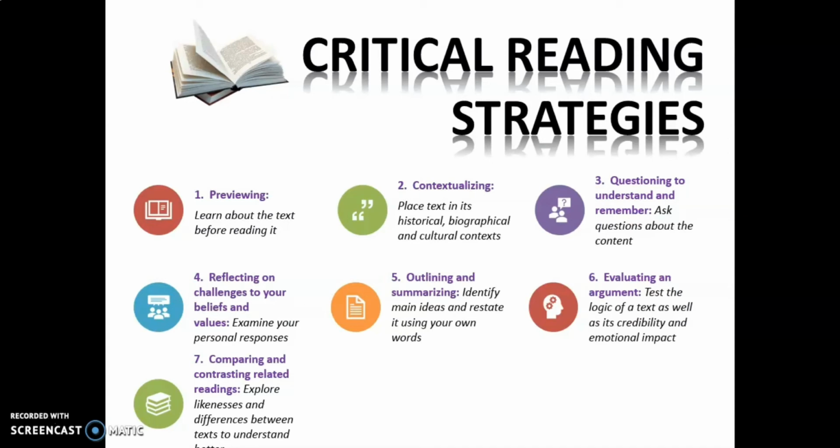Fifth, outlining and summarizing. It's all about identifying main ideas and restating them using your own words. These strategies are helpful in understanding the content and structure of a reading text. Because outlining reveals the basic structure of the text, while summarizing synopsizes a selection's main argument in brief. Hence, it helps to distinguish between main ideas and supporting ideas as well as examples. By putting these ideas together using your own words, it helps you to deepen your understanding of the text.